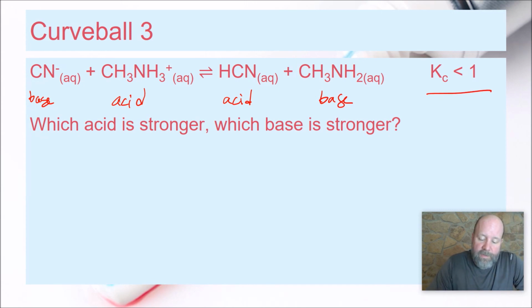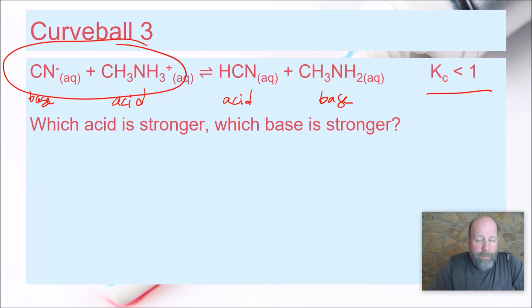And we look at Kc here. Now remember, when K is less than 1, that means that the reactants are favored in the reaction. So this reaction is going mostly to the left, right? It's going mostly that way, so towards these guys. So we want to remember hydrogens will go to the stronger base.